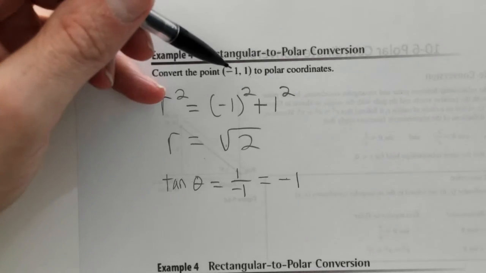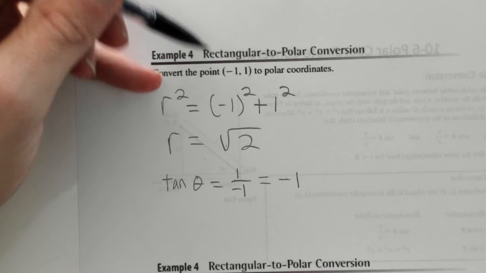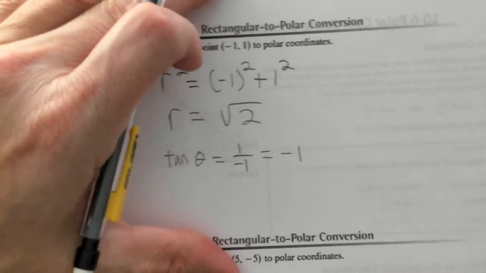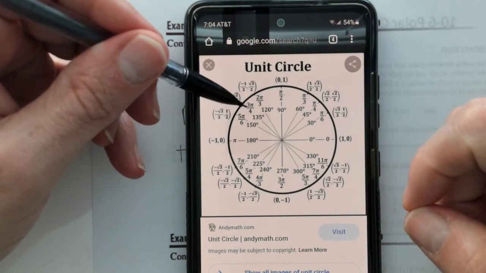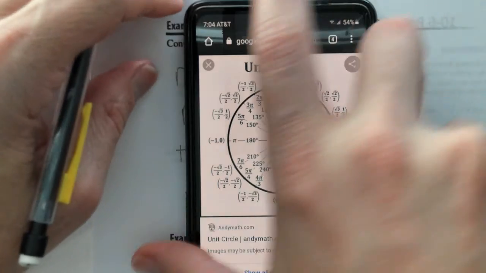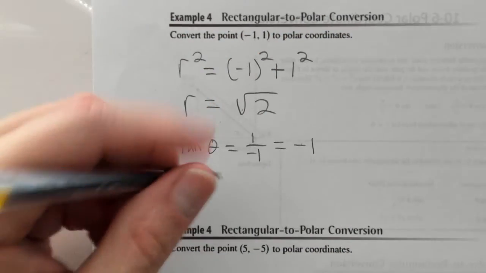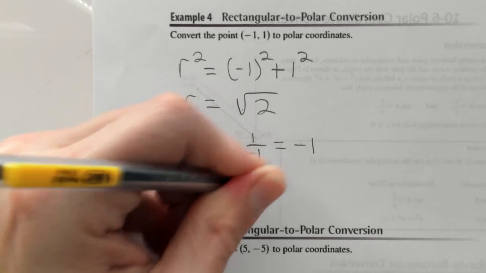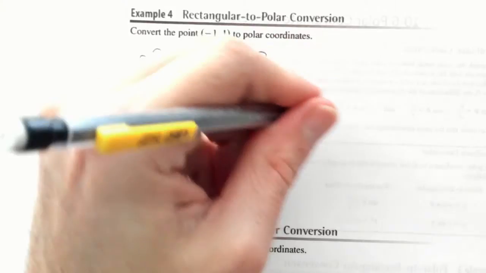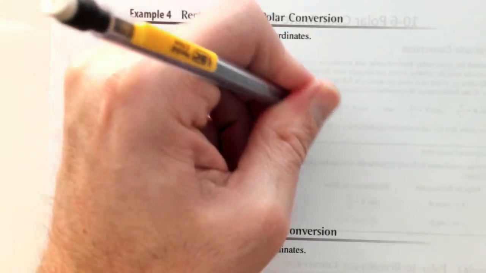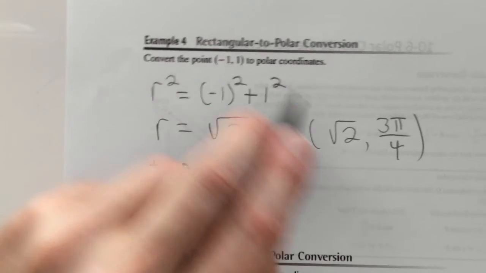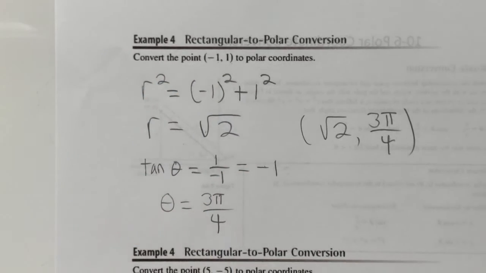Well, take a look at the original rectangular coordinate. It's at negative 1, 1. So what quadrant would that be in? That would be in the second quadrant, right? And so I know the answer that I'm going to pull is going to be the one from the second quadrant. So it's going to be 3 pi over 4, right? So my angle here is going to be 3 pi over 4. Now I can write the polar coordinate as square root of 2 comma 3 pi over 4, and that's the conversion of the rectangular coordinate negative 1 comma 1 to polar.